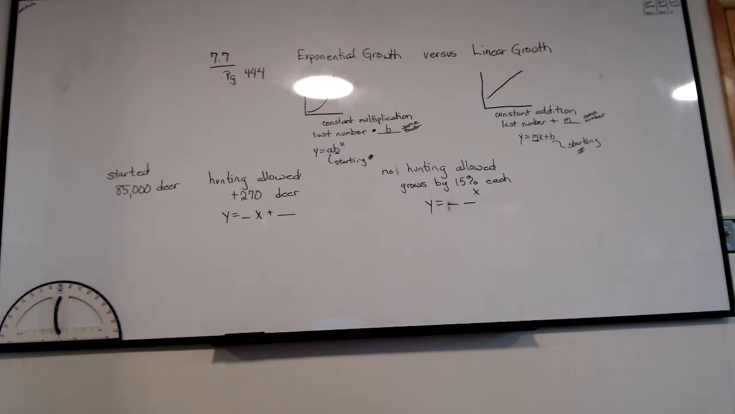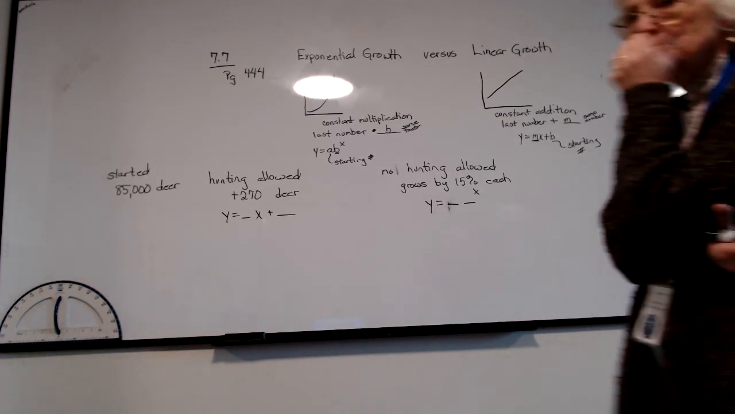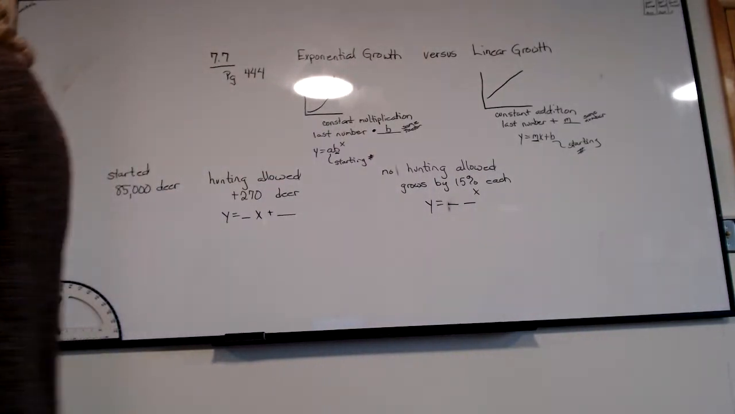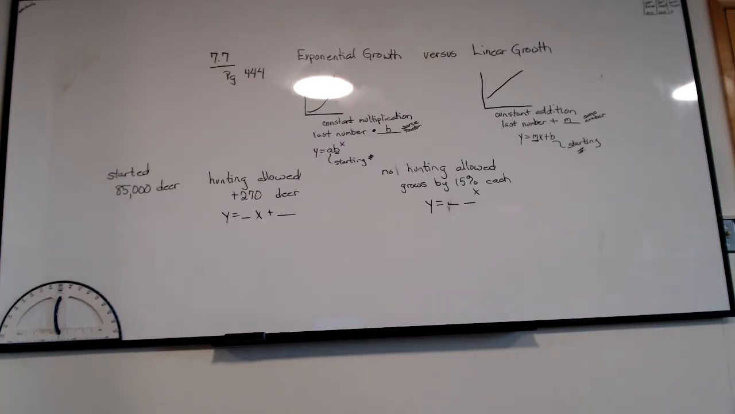So what's the question? The question was to fill in and make the equations for both things, for hunting allowed and no hunting allowed. Think about it so you can see how you're doing. That number's not greater than 1. Number growth needs to be greater than 1, so we need to do that.